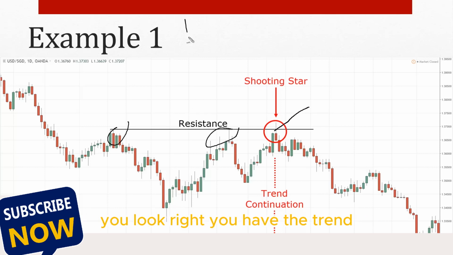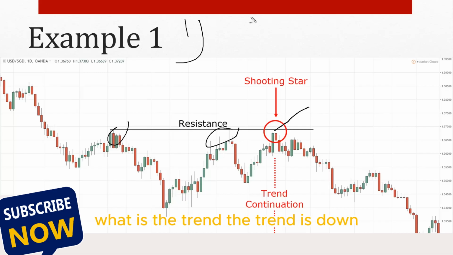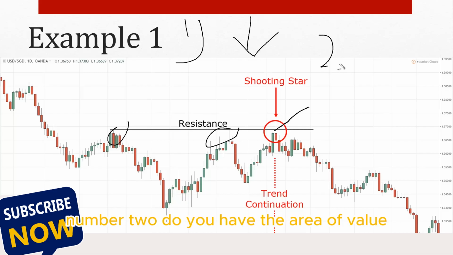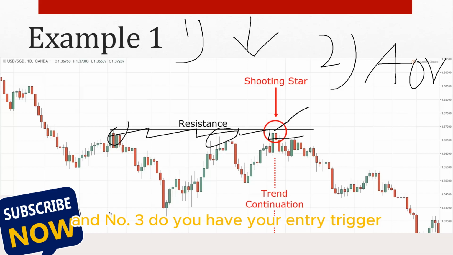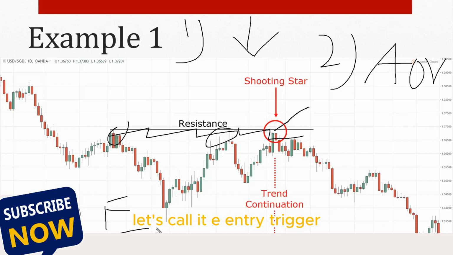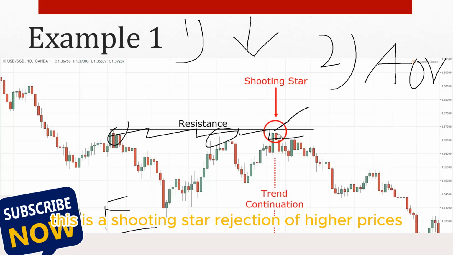So number 1, you have the trend. What is the trend? The trend is down. Number 2, do you have the area of value? Yes, you do, right? This is the area of value at resistance. And number 3, do you have your entry trigger? Let's call it E, entry trigger. Yes, you do have. This is a shooting star, rejection of higher prices.